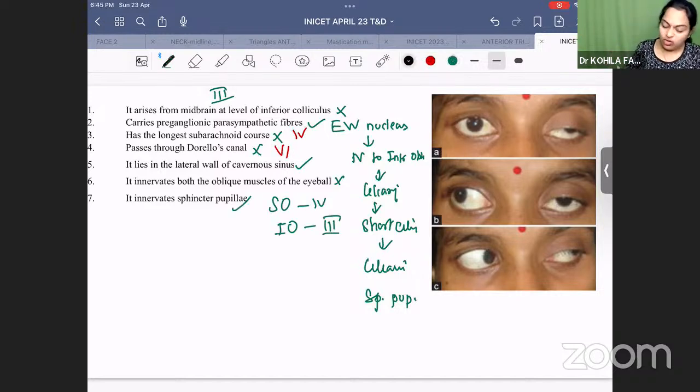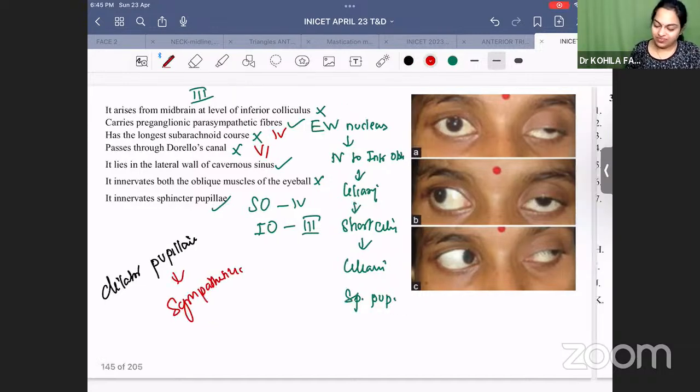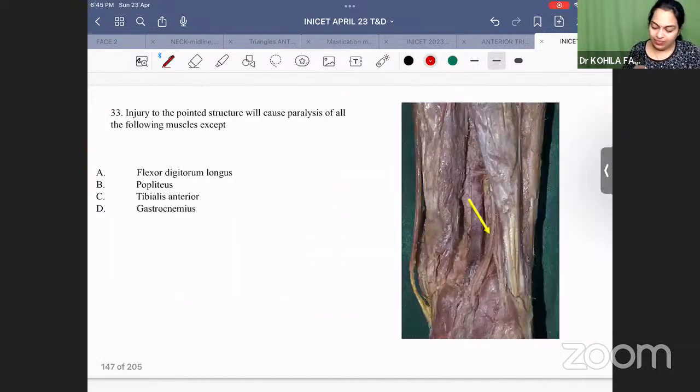Now, Sai Krishna, what do you say? What is the nerve supply to the dilator pupillae? Dilator pupillae is supplied by the sympathetics. Okay, please remember. Good.